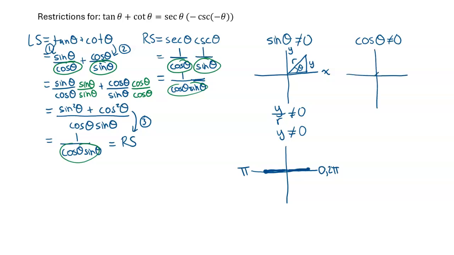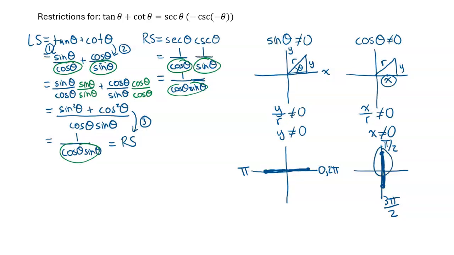Cos, if we draw a diagram just to look at what this looks like first here, cos is the x value over the r. And because x over r can't be 0, that means that x cannot be 0. Well, what angle has x be 0? x is 0 at an angle of pi over 2, and x is 0 at an angle of 3 pi over 2. Again, talking radians for this course. In other words, we can't have the angle be pi over 2, we can't have the angle be pi, we can't have the angle be 3 pi over 2, and we can't have the angle be 2 pi. So every pi over 2, it's not allowed to exist.